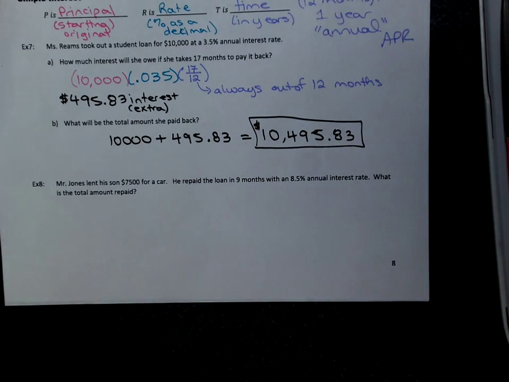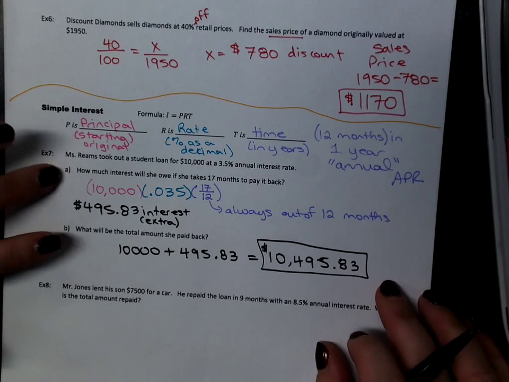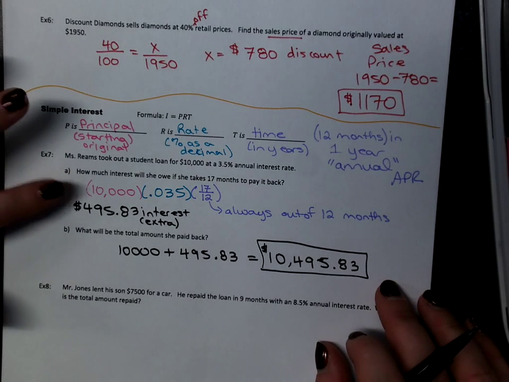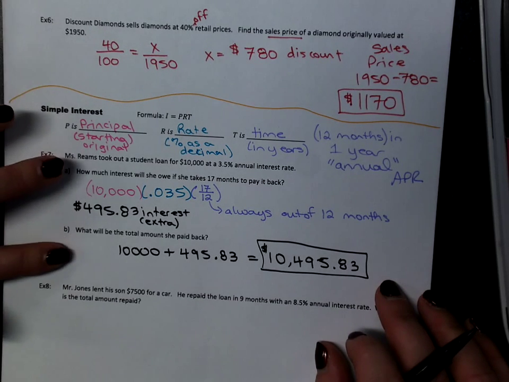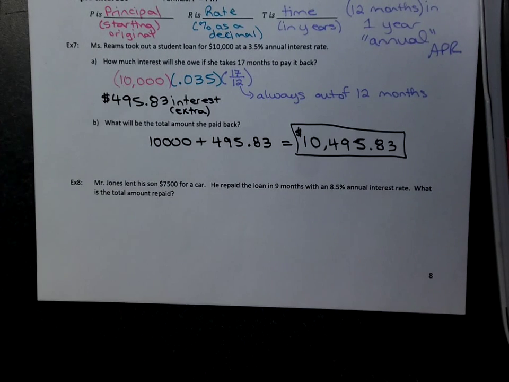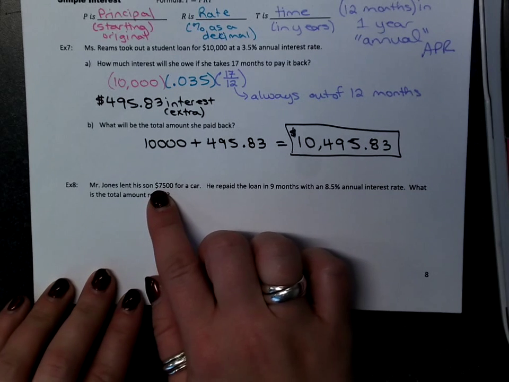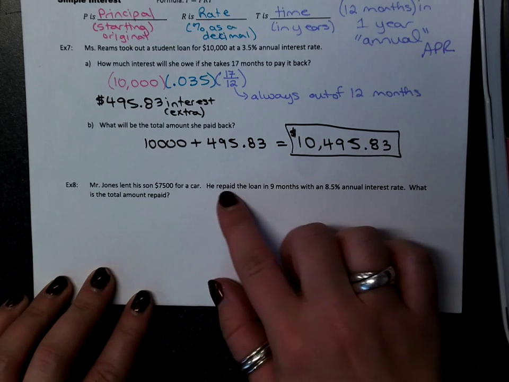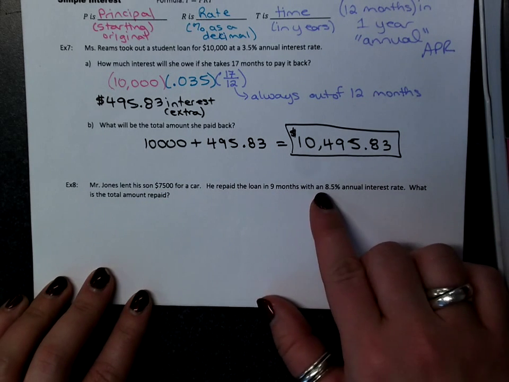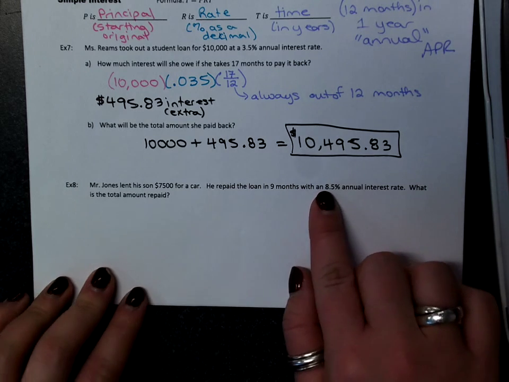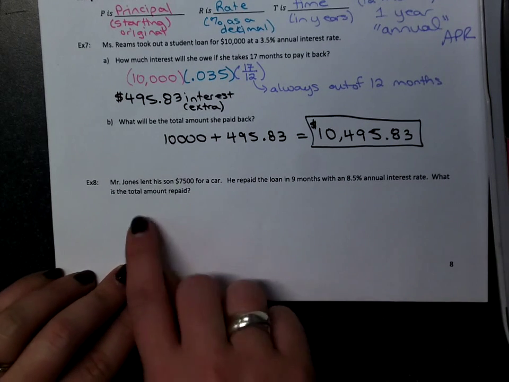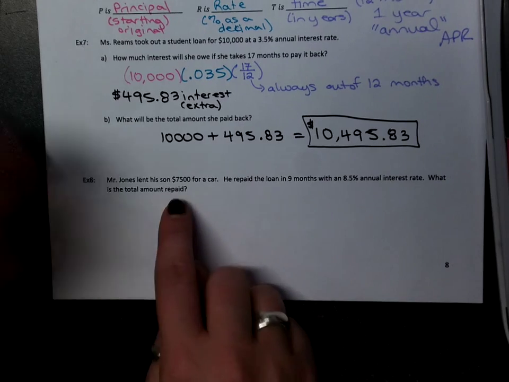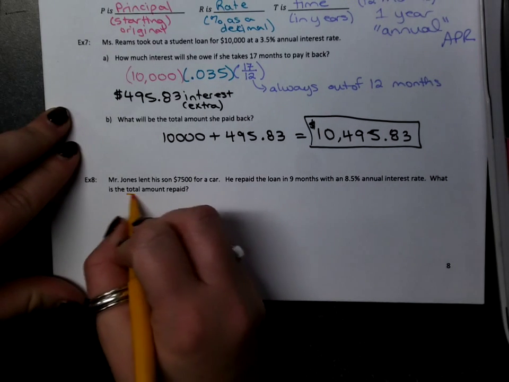Example 8 puts all that together. So again, I broke it into two parts. You always have to calculate the interest first and then add it to the original amount owed. So example 8, Mr. Jones lent his son $7,500 for a car. He repaid the loan in 9 months with an 8.5% annual interest rate. The question you're going to see is what is the total amount he repaid.